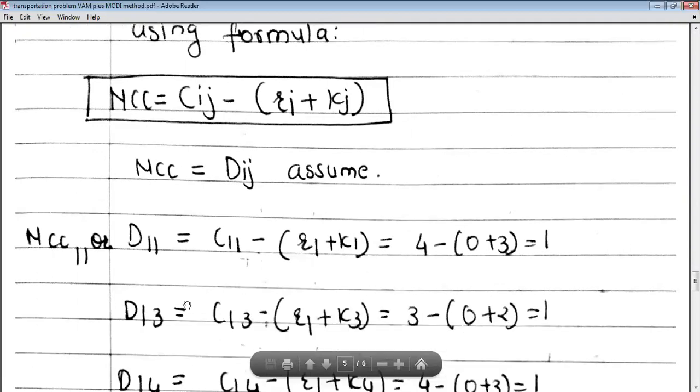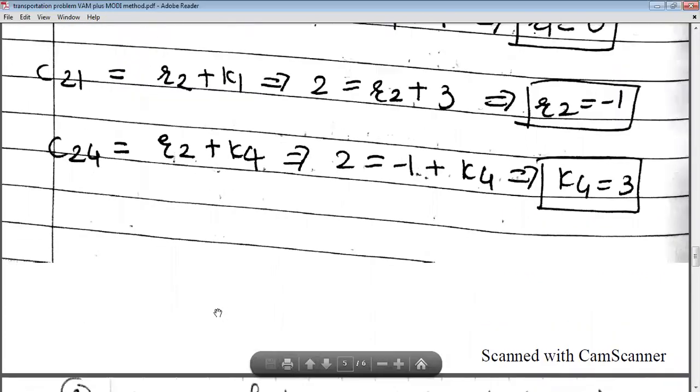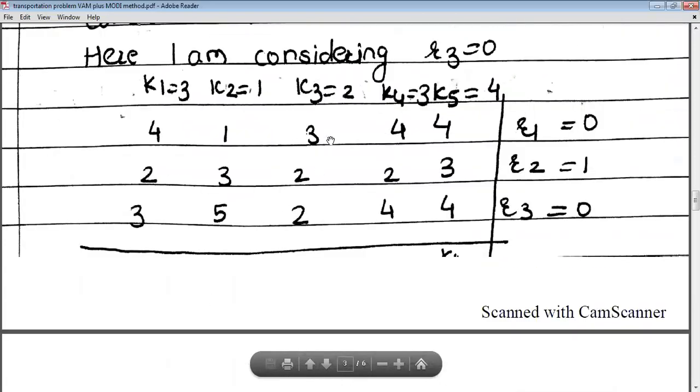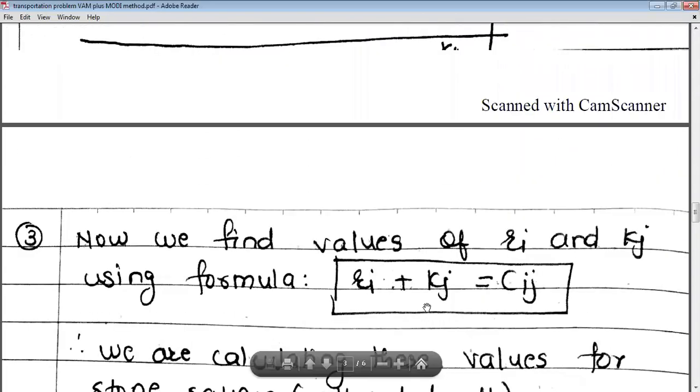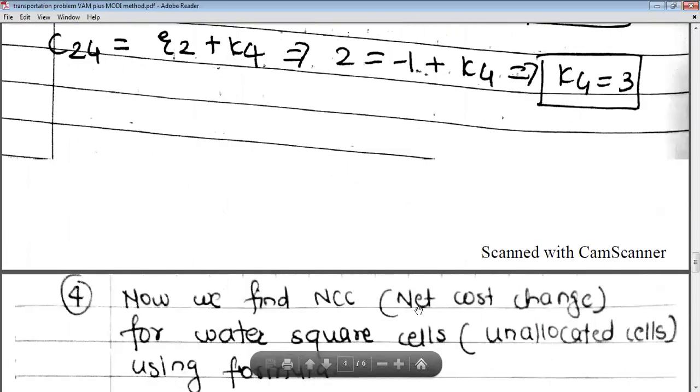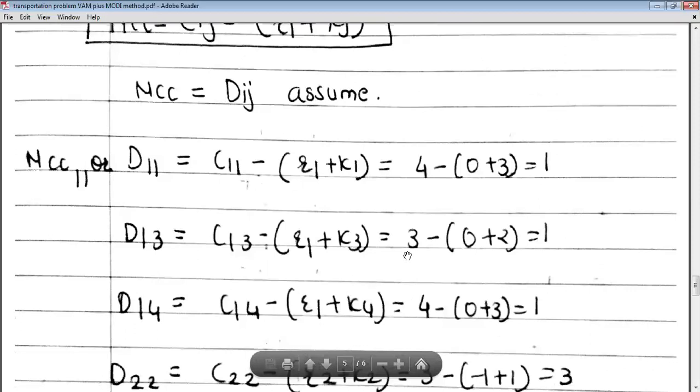In a similar manner, D13 equals C13 minus (R1 plus K3). The cost at D13 here is 3. So you'll be writing it here as 3 minus, R1 value is 0, K3 value is 2, that is equal to 1. Now D14 equals C14 minus (R1 plus K4), that is 4 minus (0 plus 3), that is equal to 1.